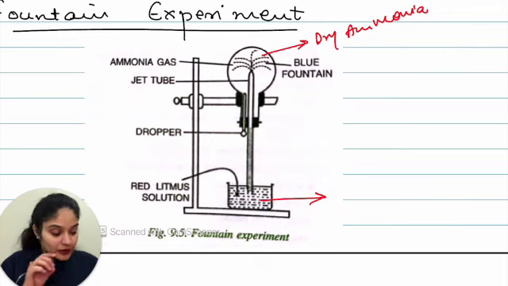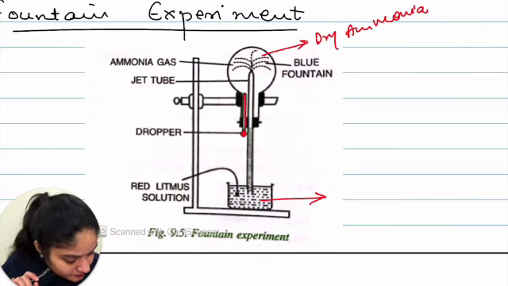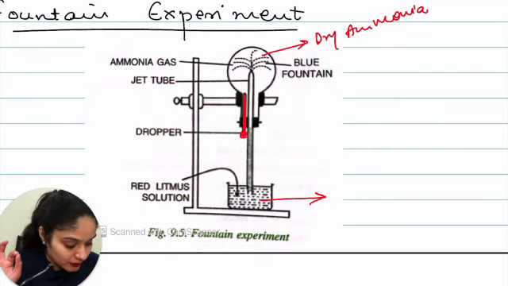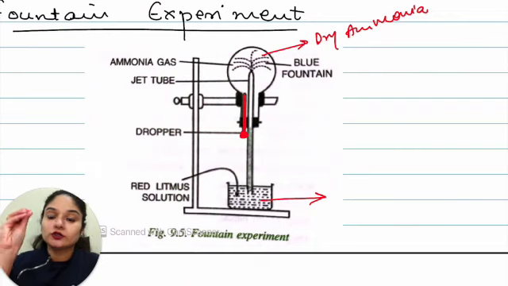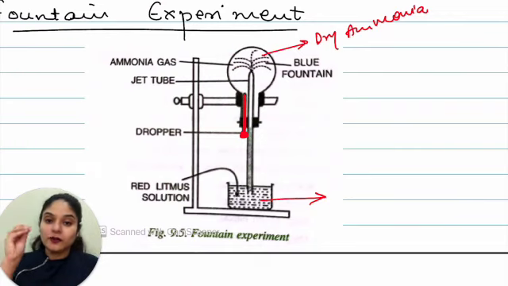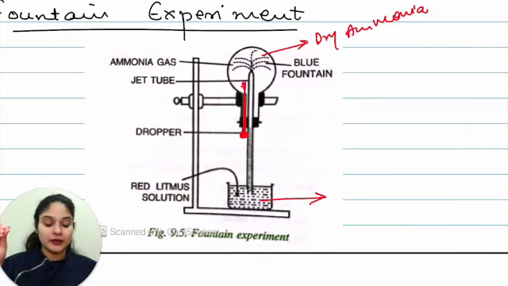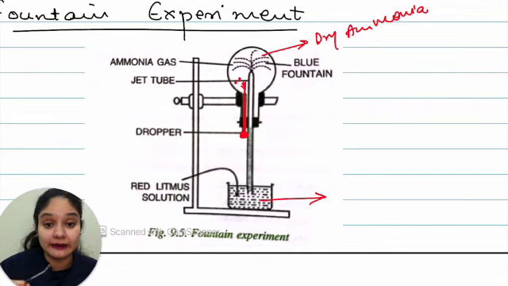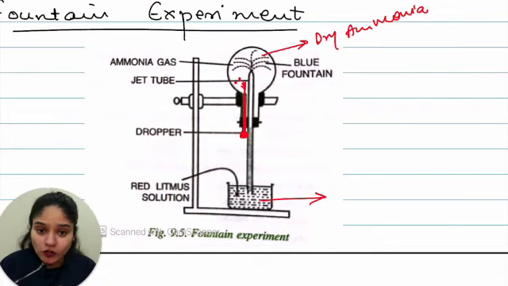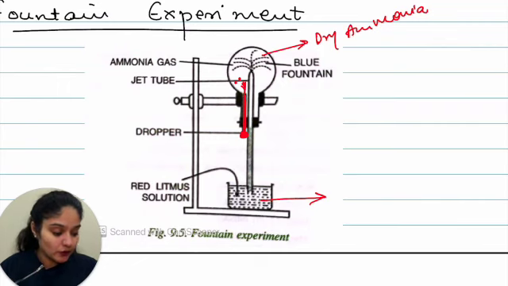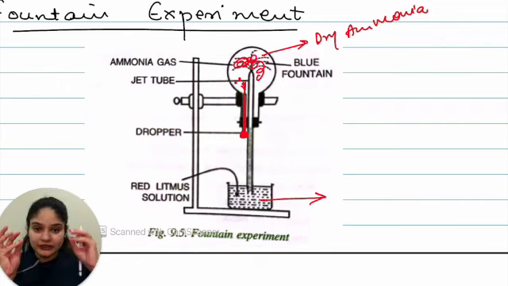Now here is a dropper. The dropper has water in it. As you squeeze the bulb of the dropper, a couple of drops would enter into the apparatus. As soon as a couple of drops of water come in, ammonia would quickly dissolve in water. What would that give us? That would make a little bit of vacuum created over here.